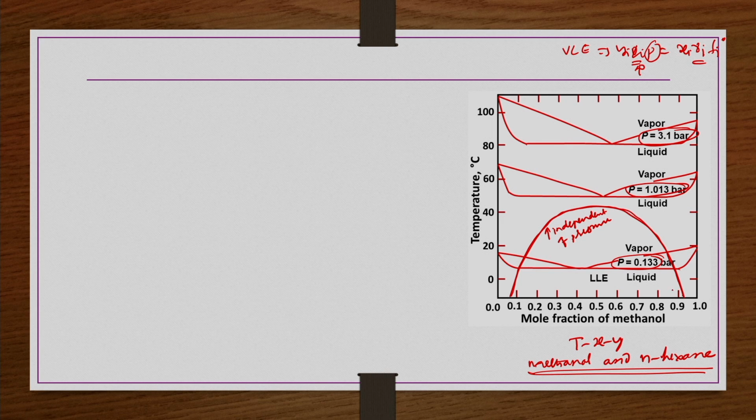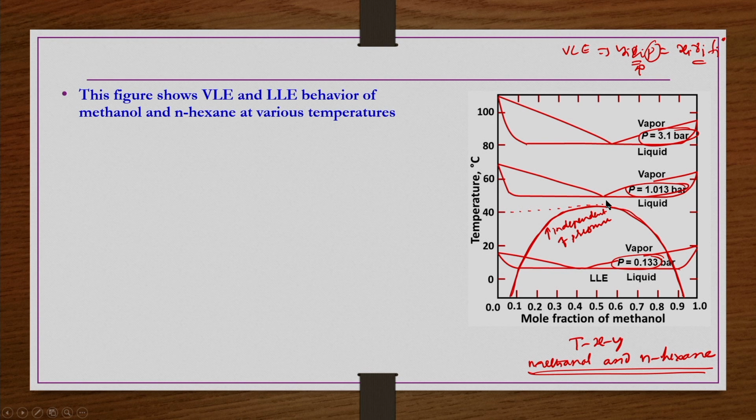Whereas the LLE behavior is independent of pressure. So, for all the cases we have only one particular envelope, because this LLE curve we have drawn for the case where the upper consolute temperature has not been reached. Before reaching the upper consolute temperature, whatever the LLE behavior is that we have drawn, that is independent of the pressure.